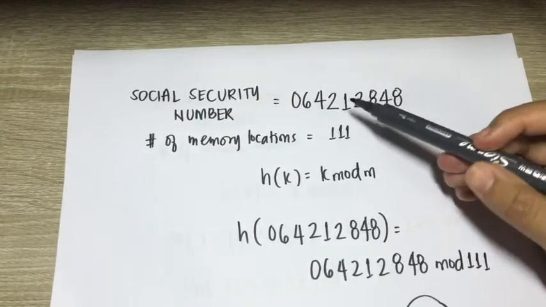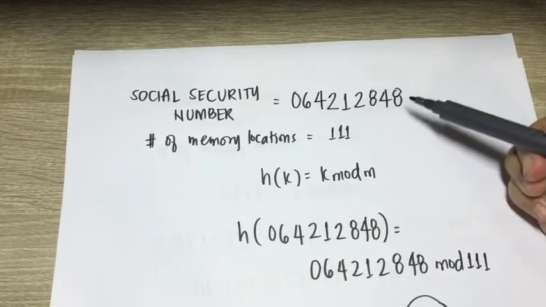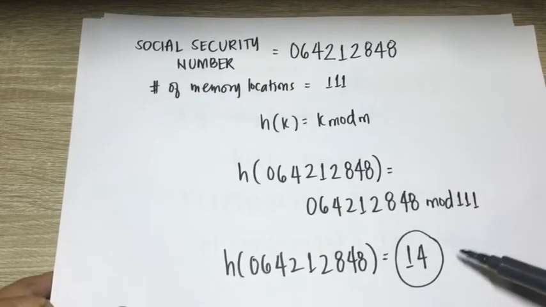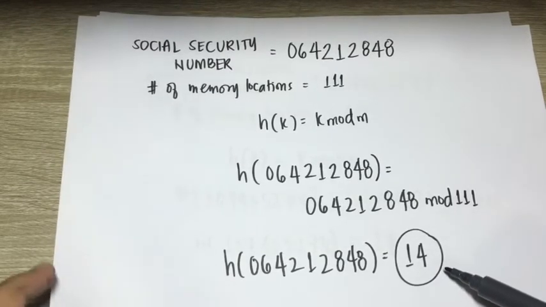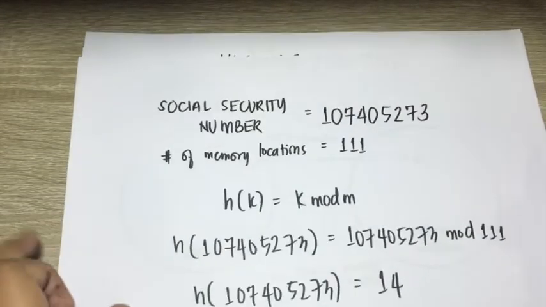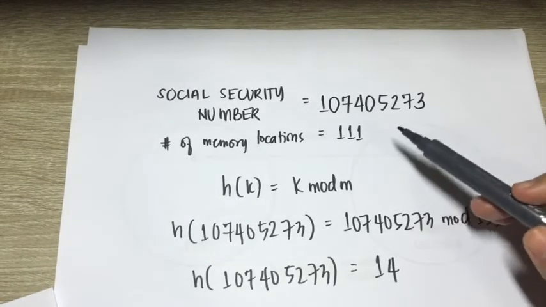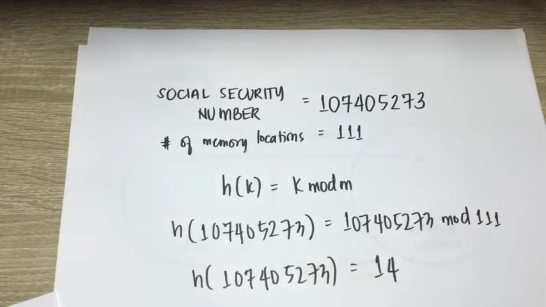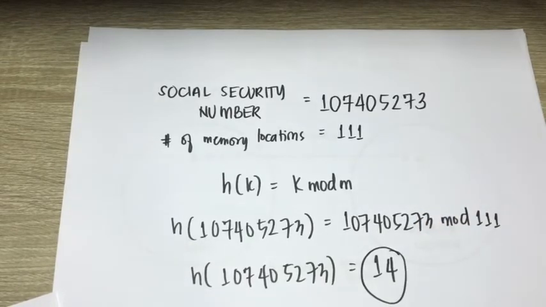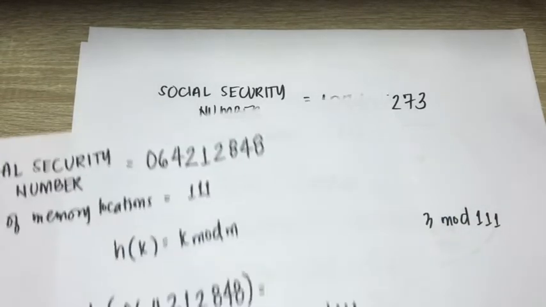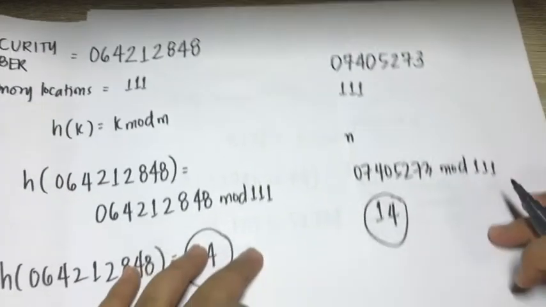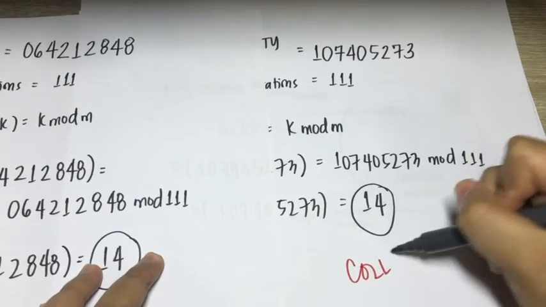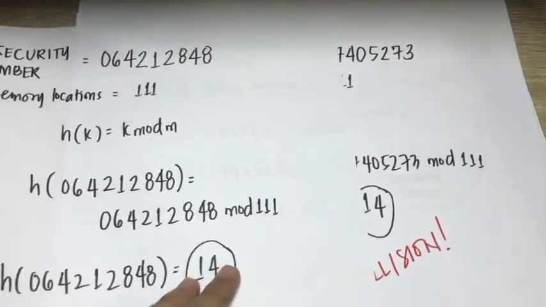Now, if you take a look at our previous example, wherein a person has a social security number of 0642128848, the memory location his or her records can be retrieved from is memory location 14. The same goes for a person having the social security number of 107405273. You can retrieve his or her records in memory location 14 as well. Now, what happened there is what we call a collision. So there is a collision in this given example.